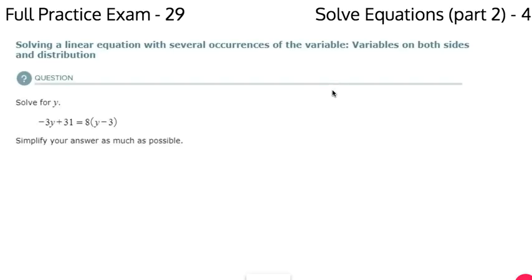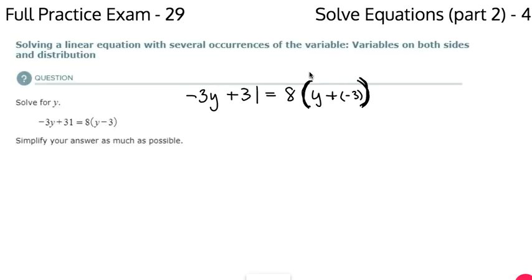Okay, solving equations part two, number four, or if you're in the full practice exam, this is number 29. All right, so these are getting progressively harder, but we're just going to follow our process. The first thing I'm doing is I'm going to rewrite it, eliminating all my subtraction, doing our additive inverse. Okay, so that's the first step to getting everything nice and organized so that you can start solving.